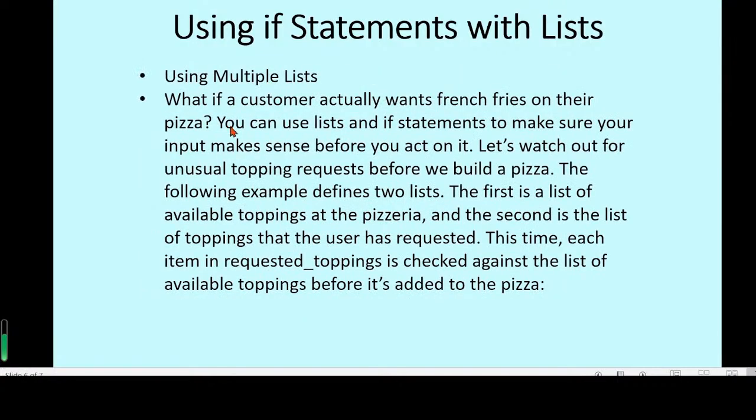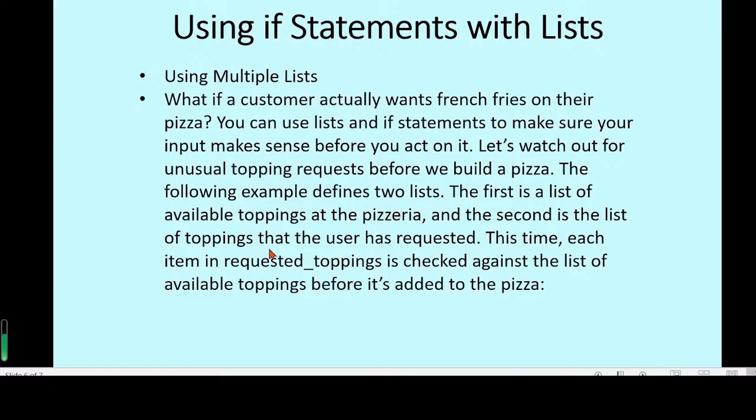Using multiple lists. What if a customer actually wants French fries on their pizza? You can use the lists and an if statement to make sure your input makes sense before you act on it. So let's watch out for unusual topping requests before we build a pizza. The following example defines two lists.